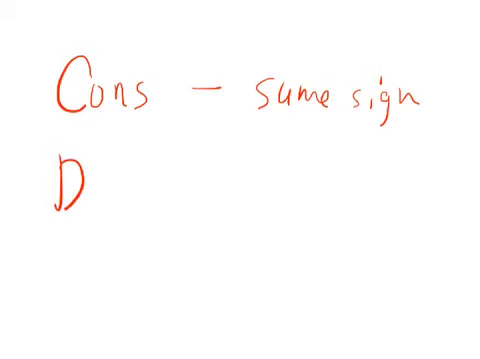What about constructive versus destructive? Constructive has the same sign, and destructive has different signs. If you add two pulses, like we did yesterday, constructive interference creates one big pulse. Then they pass through each other and continue afterward.